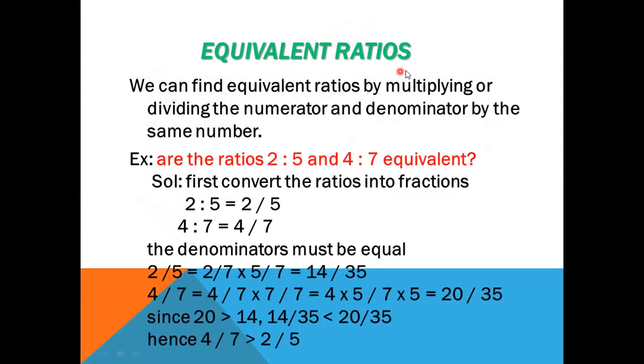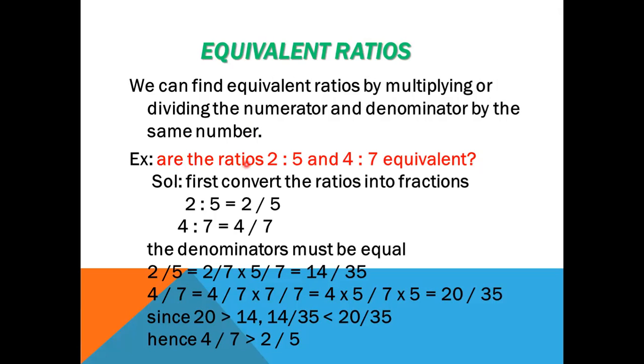Next, equivalent ratios. We can find equivalent ratios by multiplying or dividing the numerator and denominator by the same number. Equivalent ratios are the same as fractions only. How can we find equivalent fractions? In the same way, by multiplying the numerator and denominator with the same number.